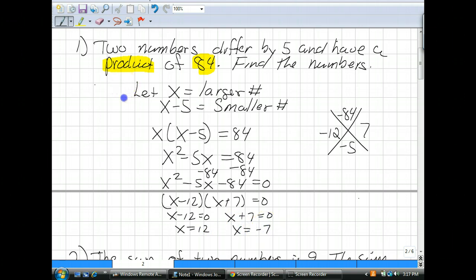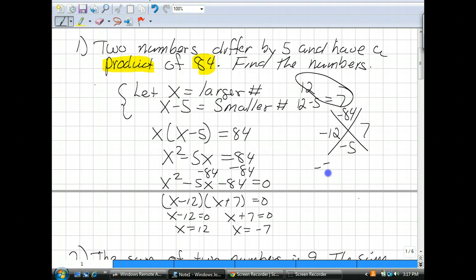Now we come back. This is why it's important to define our variables. If x is 12, then 12 minus 5 is going to be 7. So one pair of numbers is 12 and 7. But if x is negative 7, then negative 7 minus 5, the smaller number, is negative 12. So there are two sets of numbers that will work.